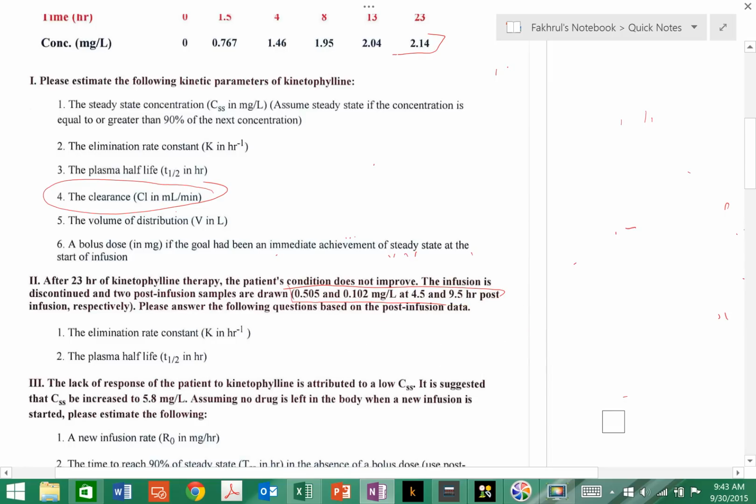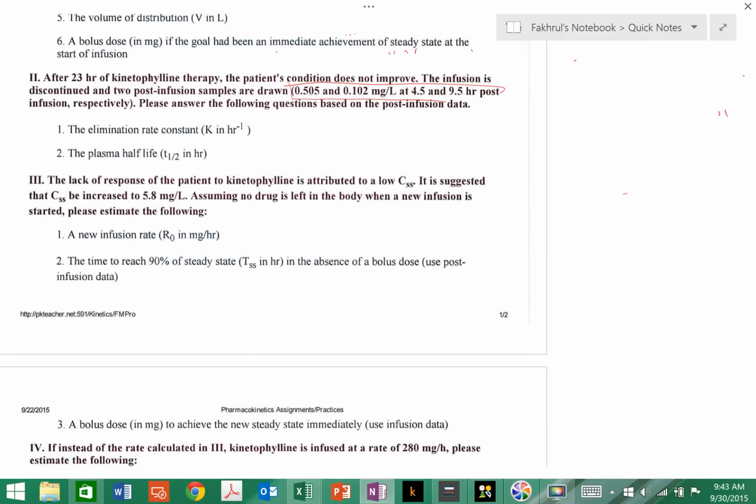Okay, now the last few questions. The lack of response was attributed to low CSS. So then the physician or pharmacist suggested to increase the CSS to 5.8 milligram per liter. Assume there is no drug left in the body, and you start a new infusion. So then calculate new infusion rate.